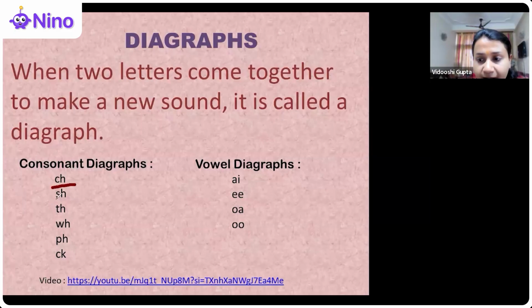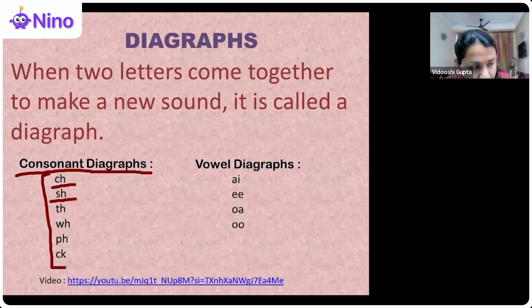So what we are reading now, if you are looking at the screen, these are consonant digraphs. They all have consonants. When two consonants come together, they make a new sound. Okay, Saloni?